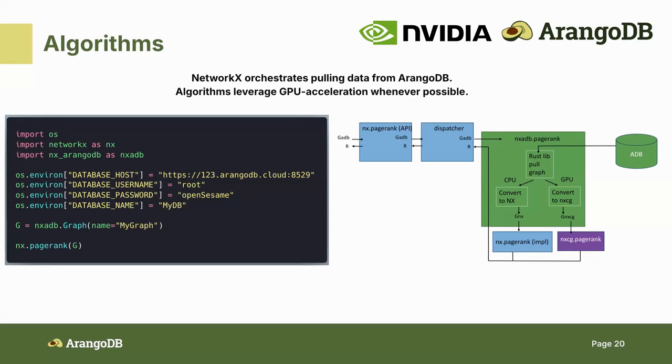Invoking algorithms on that graph is no different. You would just use the NX library, pick the algorithm that you'd like to use, and then pass that object. On the right-hand side, you'll see how this is done from a dispatching perspective. The traditional PageRank API will dispatch the PageRank implementation to our backend, and our backend will then take the responsibility of pulling the data from ArangoDB if it hasn't been done yet.